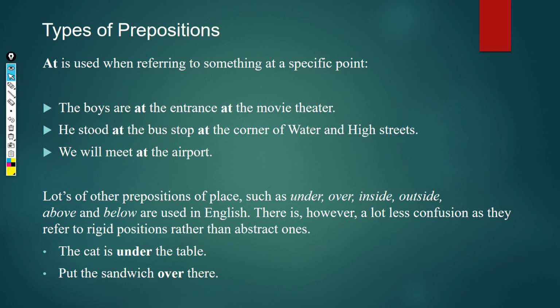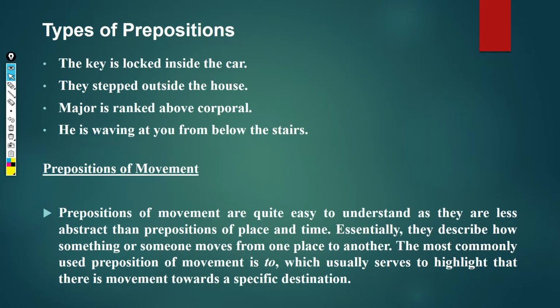Lots of other prepositions of place such as under, over, inside, outside, above and below are also used in the English language. There is, however, a lot less confusion as they refer to rigid positions rather than abstract ones. Let us see how. The cat is under the table. Put the sandwich over there. The key is locked inside the car. They stepped outside the house. Major is ranked above corporal.